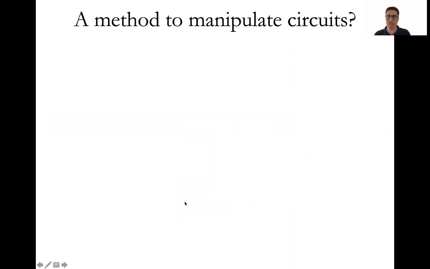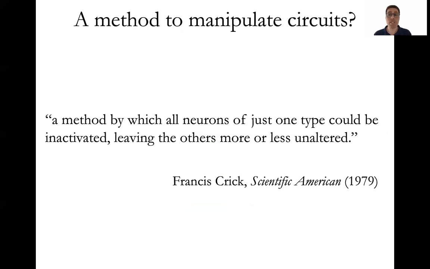So we need a method to manipulate circuits beyond what the electrode can provide, as useful as it has been. Now, Francis Crick formulated this most eloquently and concisely in a Scientific American article, now many years old, when he called for a method by which all neurons of just one type could be inactivated, leaving the others more or less unaltered.